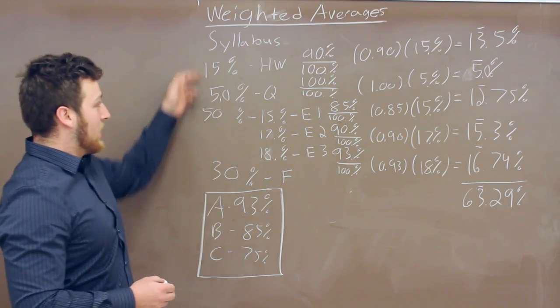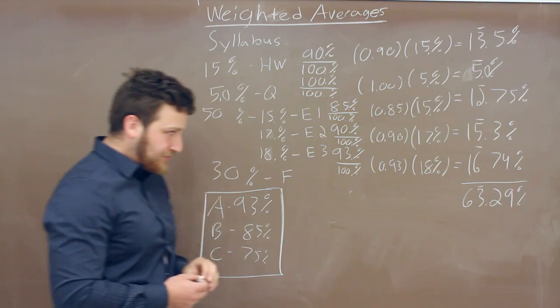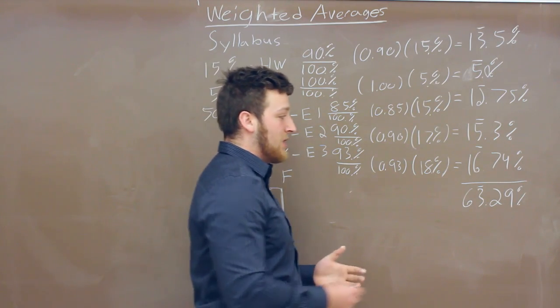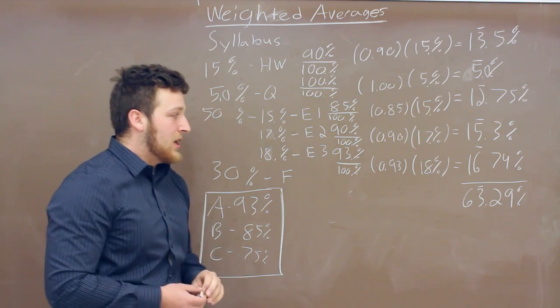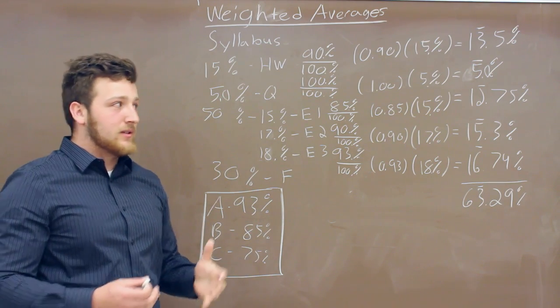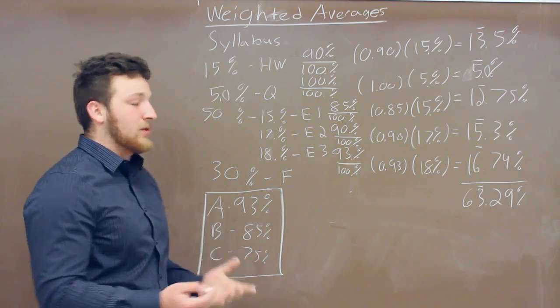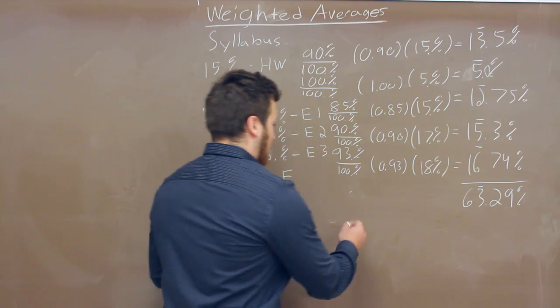Now, as you can see, they've only gone through 70% of the class. So if we want to calculate what they have now, we'll just divide this by 70%, and that'll give you 90% in the class. So now what we need to do is calculate what they need on the final, and we'll start with the A to receive a 93%.